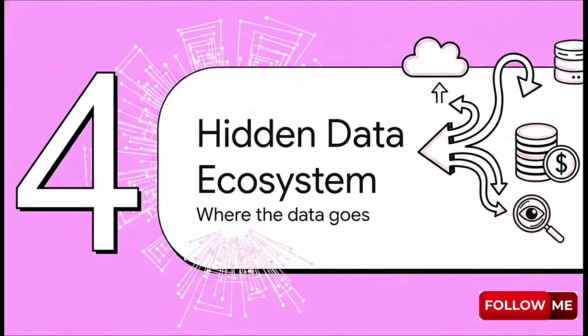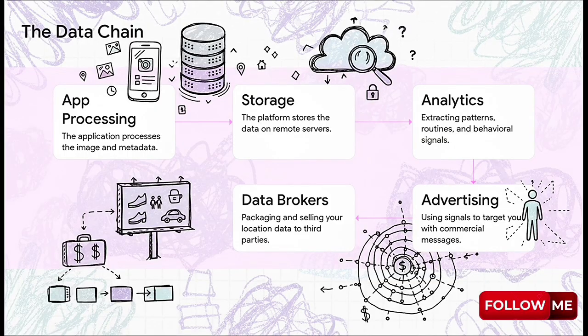Let's look at Section 4, the hidden data ecosystem. So if your heavily trusted device is quietly sweeping up all this rich metadata, where exactly is it going? Well, to understand that, we need to look at how this deeply personal data generates absolutely massive profits. Let's map out the invisible data supply chain step by step. Step 1, the app processes your image and its attached metadata. Step 2, the platform stores it on their servers. Step 3, the analytics layer dives in and analyzes it.